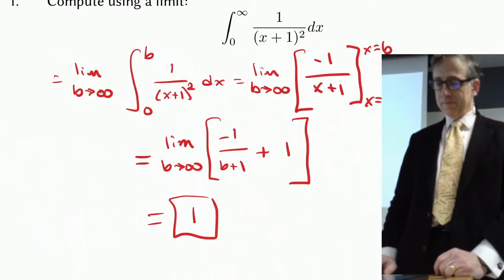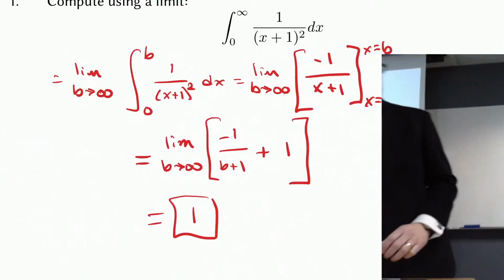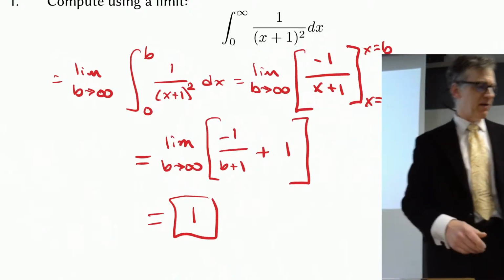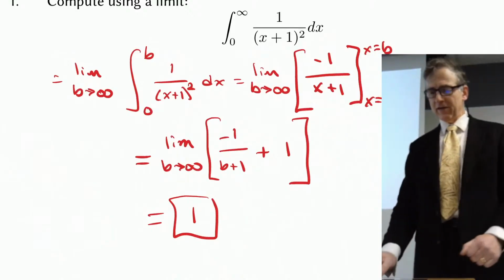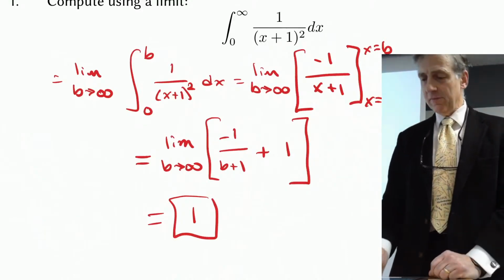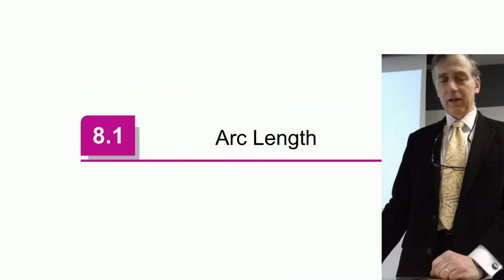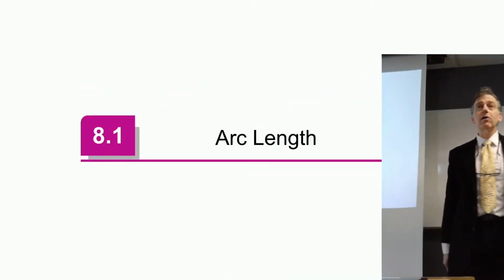1 is the answer. Hopefully, if you got 1/3, that was because you subtracted 1 instead of adding when you did your antiderivative. All right, we do need to move on, but if you have further issues with the homework, please feel free to hit me up later. We're going to move on to arc length.